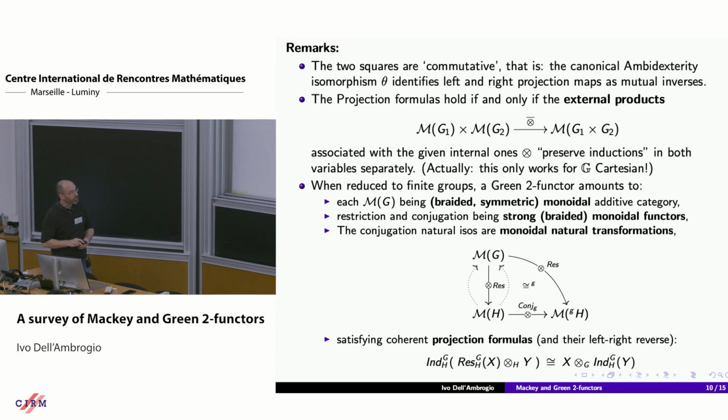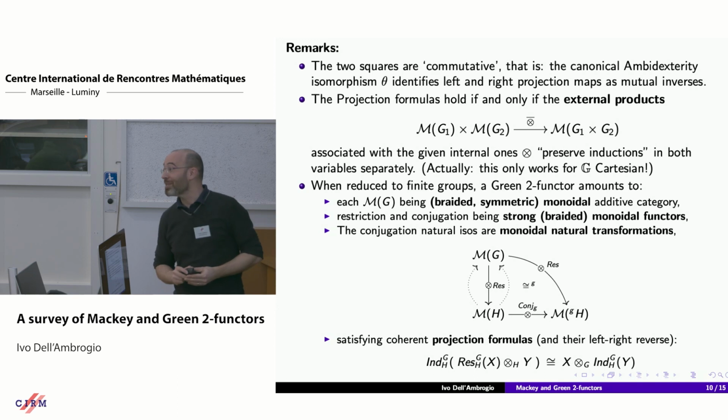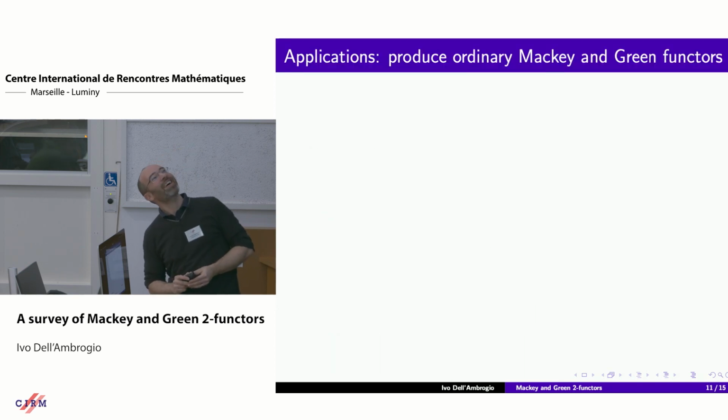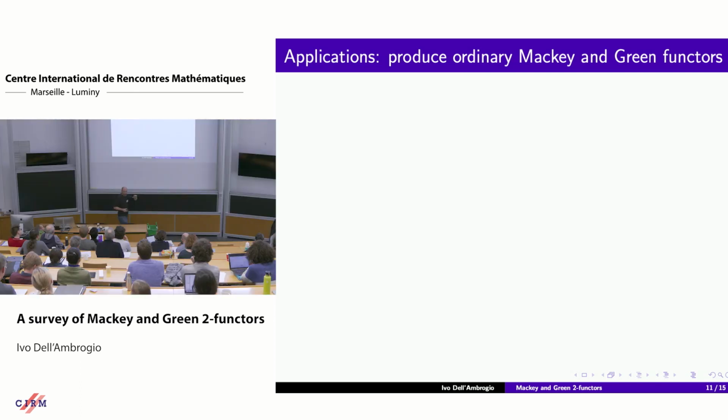All right, so now I'm done with the axioms and with the examples. Now I'm going to give you results, okay? Can you prove something with these axioms? Yes. Let's see. So, first application, you can use this level of abstraction to produce from examples of Mackey 2-functors and Green 2-functors lots of ordinary, abelian group valued Mackey functors and Green functors.